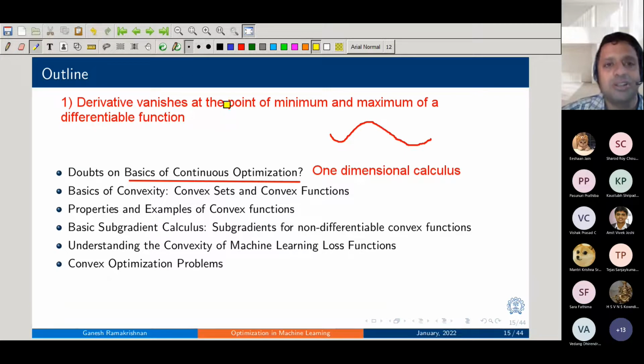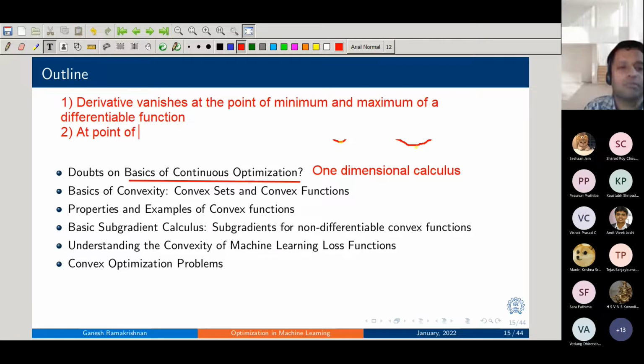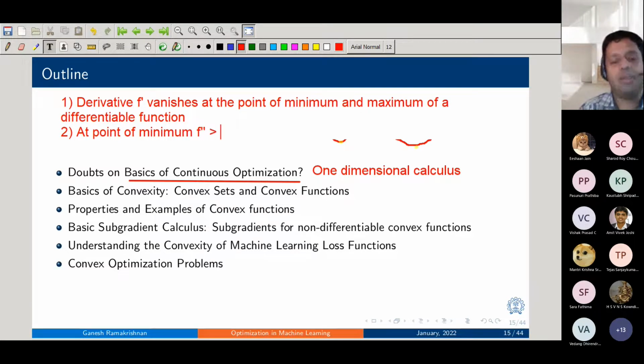Yes, somebody was trying to say something. Yeah, sir. The first and second derivative tests, you mean? Yes. What is the second derivative test? At a point of minimum, what happens to f double dash? You would expect this to be greater than 0. Now you're saying we are doing this very loosely, right? What is the necessary condition? What's the sufficient condition? If it's doubly differentiable, the necessary condition is that it should be greater than or equal to 0.